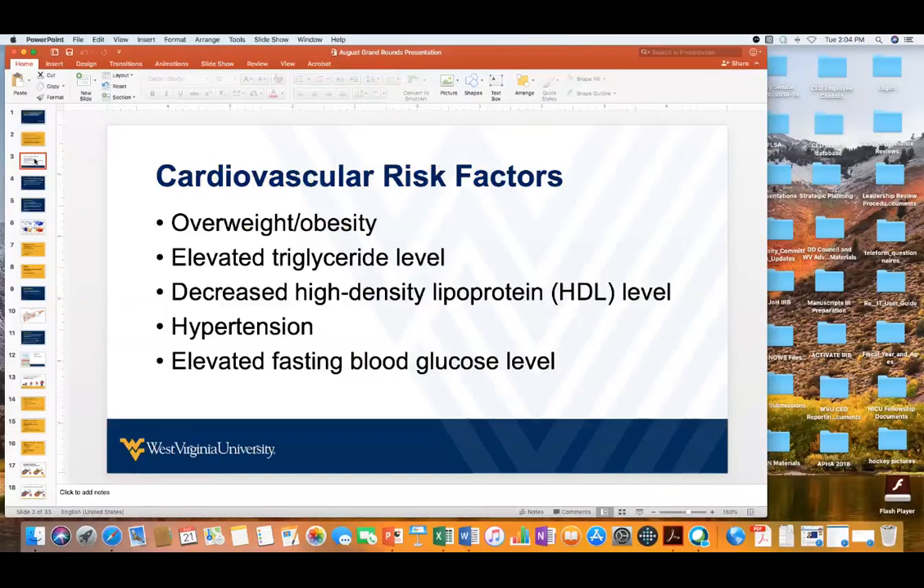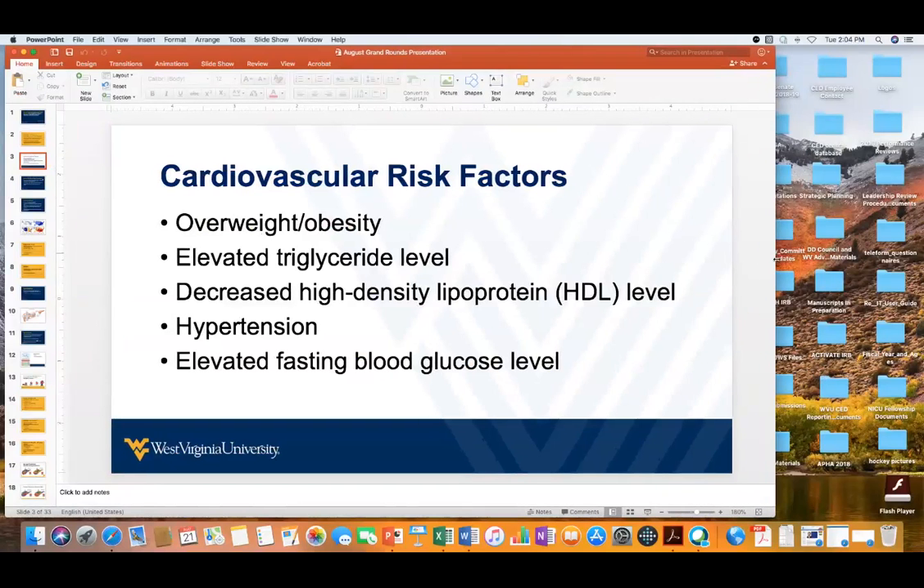All right, and everyone can see the slides okay? They're not too small? Okay.